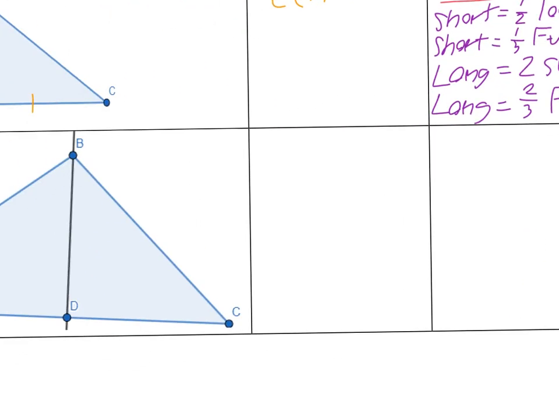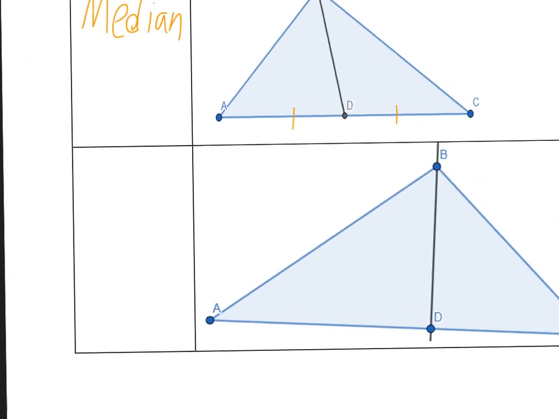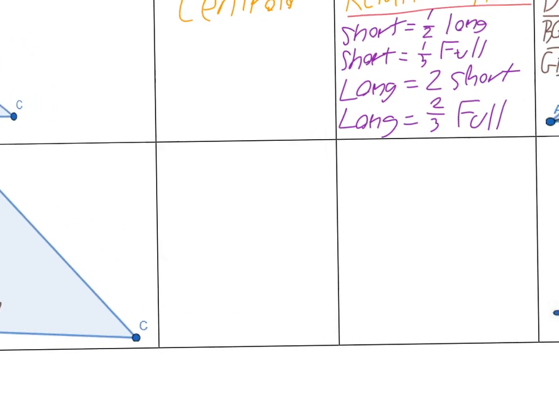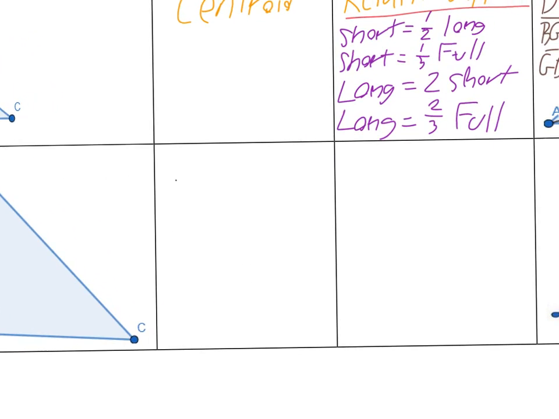The last special segment that we talked about before we went on break was known as the altitude. And our altitude serves to connect a vertex to either the opposite side or a line containing the opposite side at a 90-degree angle. When we get three altitudes together, these are known as the orthocenters. But they don't have any specific properties. Rather, their location varies.